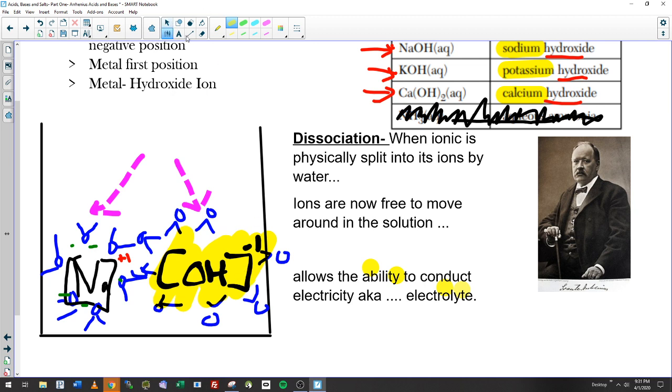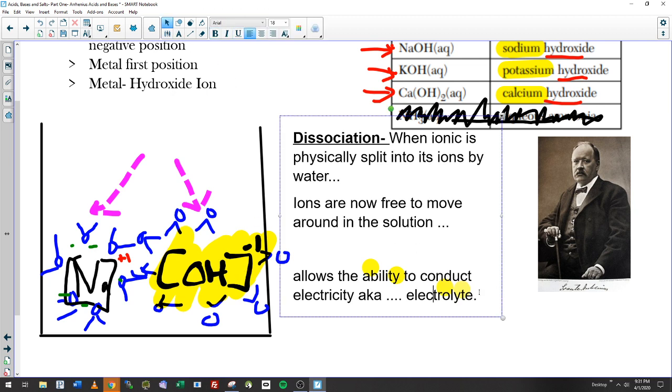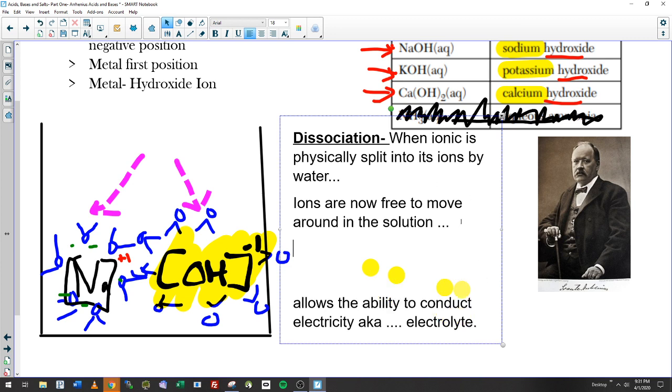According to Arrhenius, when these things dissociate, they have the ability to conduct electricity. The ions are free to move around in solution. But according to Arrhenius, the ions of bases are hydroxide ions.